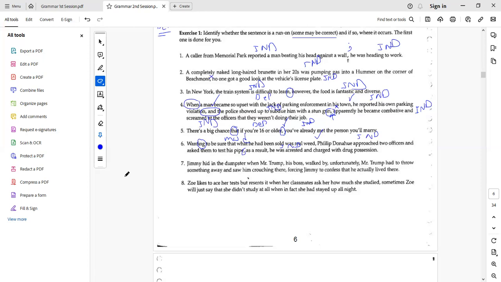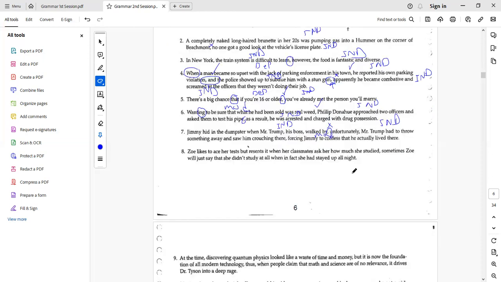Right or wrong? واحنا المفروض نشيل ال comma دي أنهي comma بقى؟ بتاعت مستر ترامب. لا دي صح. دي صح لأن دي a positive. لكن ولا في what comma هنا why غلط. نشيل ال comma بتاعتهم. Excellent. هنا. أهي. Why? Jimmy hid in the dumpster when Mr. Trump's boss walked by. This independent. Unfortunately, Mr. Trump had to throw something away and saw him crouching there. This also independent. Two independent between them comma is wrong. Perfect. طبعا الأخيرة صح لأن forcing Jimmy to convince this is a modifier. Perfect حالة. Number eight, Myrna.